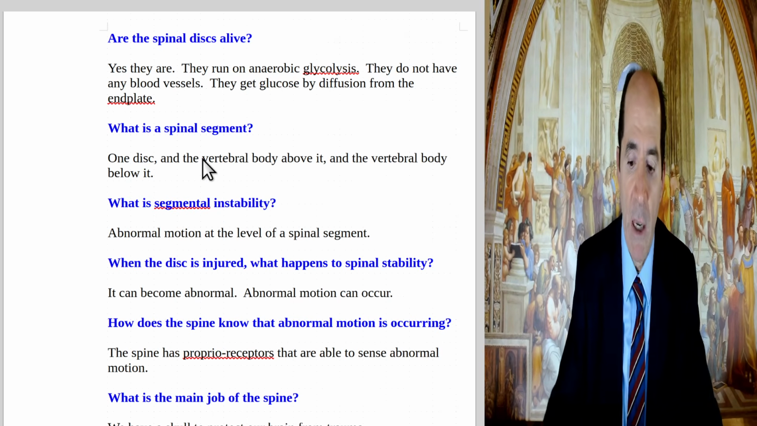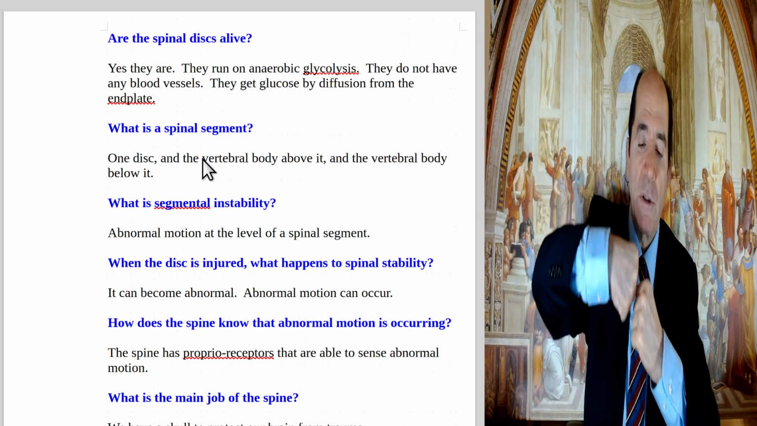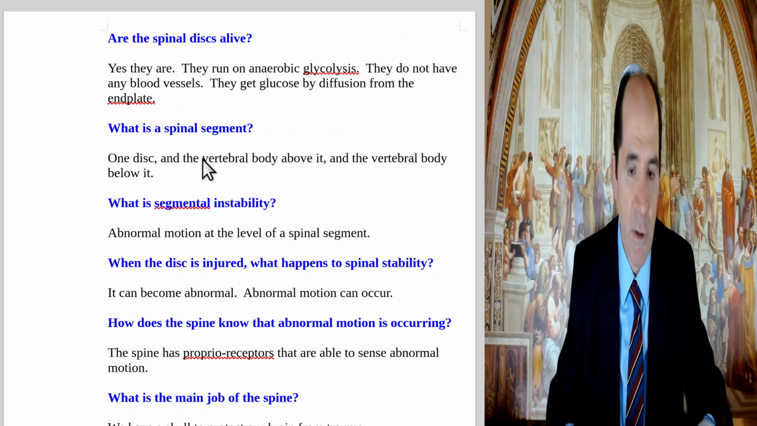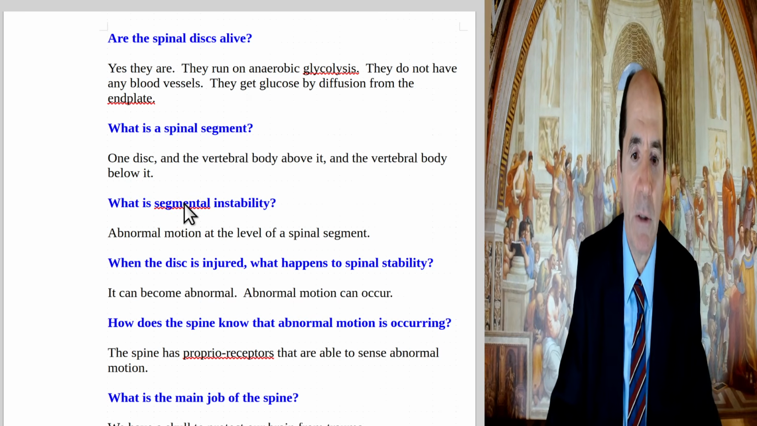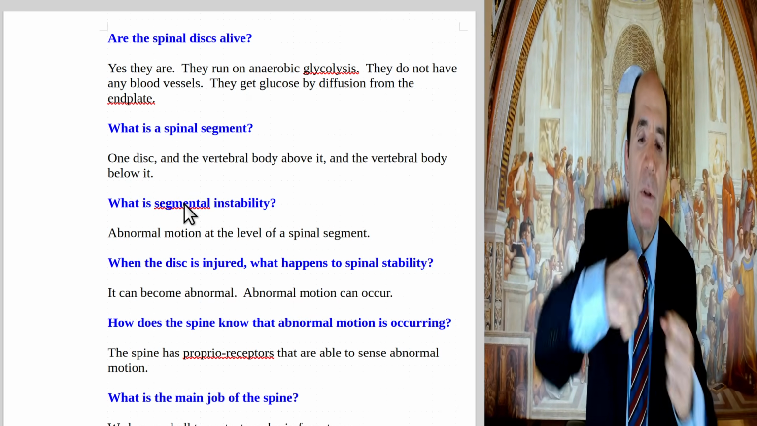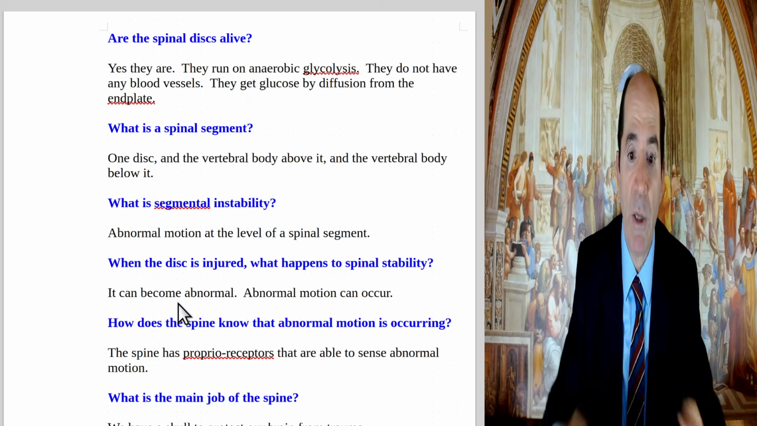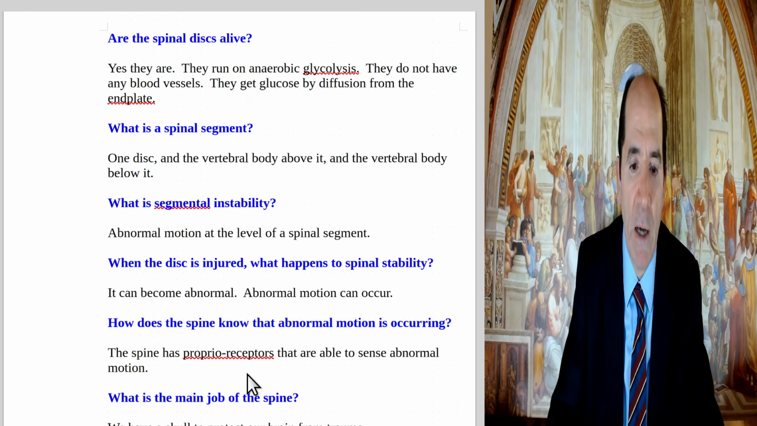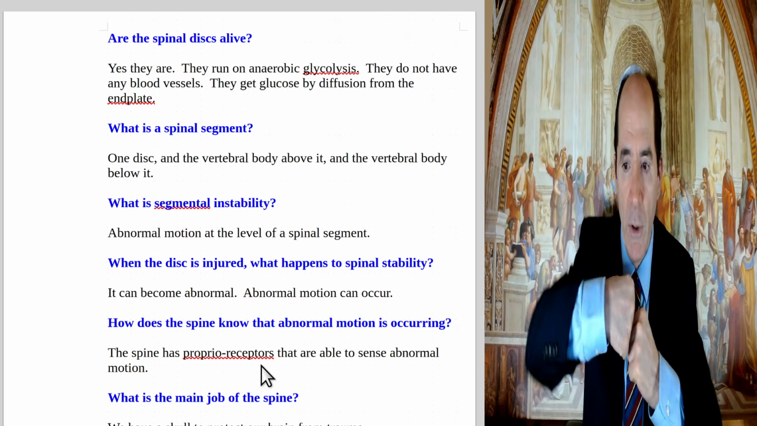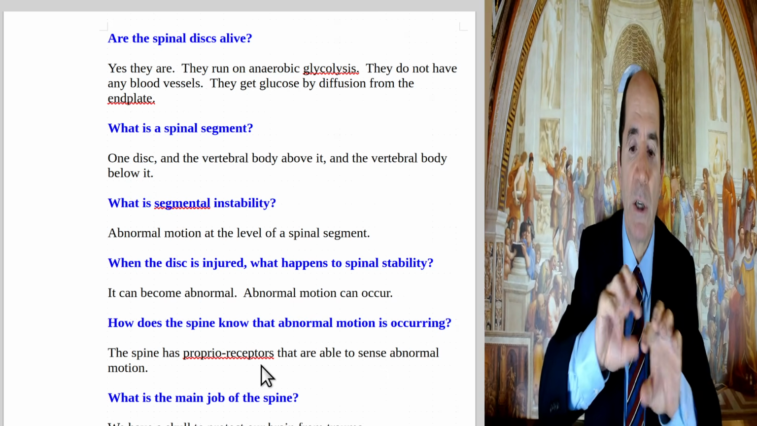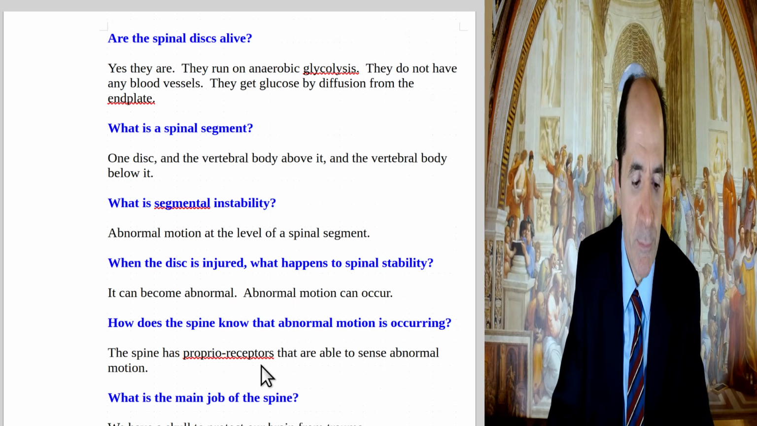What is a spinal segment? The vertebra above and below and the disc in between, that is a spinal segment. Okay, what is segmental instability? Abnormal motion between the vertebral bodies. When a disc is injured, what happens to spinal stability? It becomes abnormal. You can get abnormal motion. How does the spine know that abnormal motion is occurring? Because it has proprioceptors which can sense the abnormal motion.